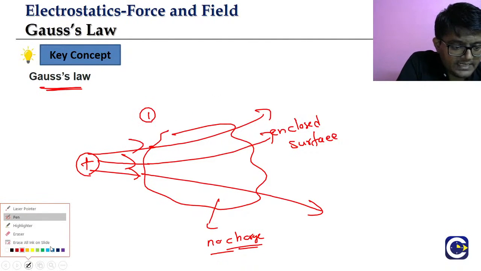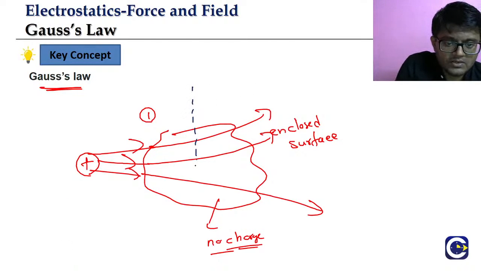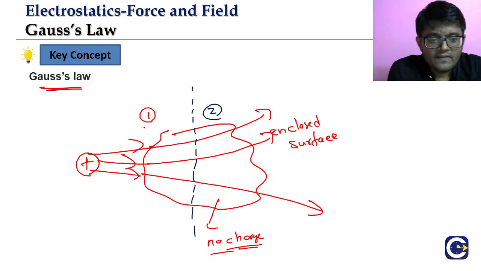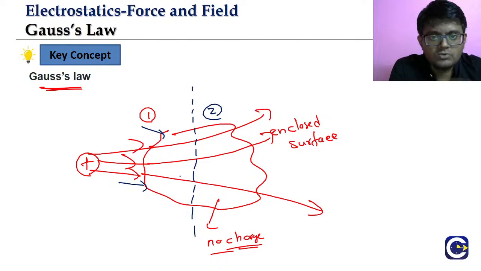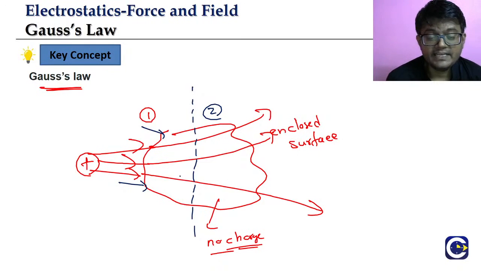Now look, when you observe it, we can split the entire object into two parts, splitting it in the middle. This side is part 1, this side is part 2. In part 1, look, what is it? Field lines are entering. Okay? We cannot just count 20 lines or 30 lines, but whatever the field lines entering, that can be represented by the flux.